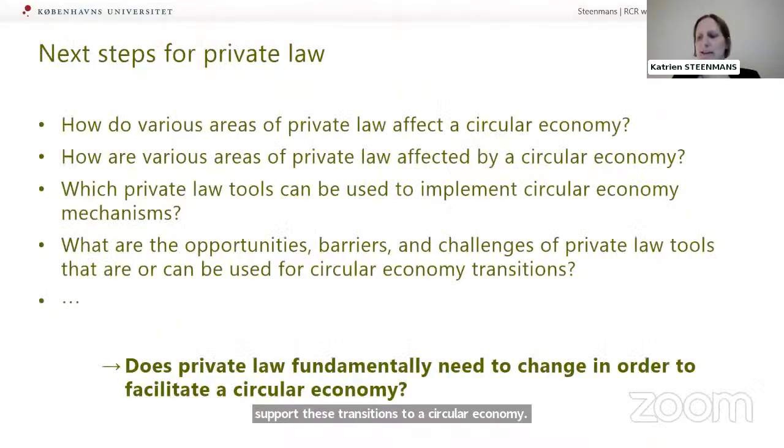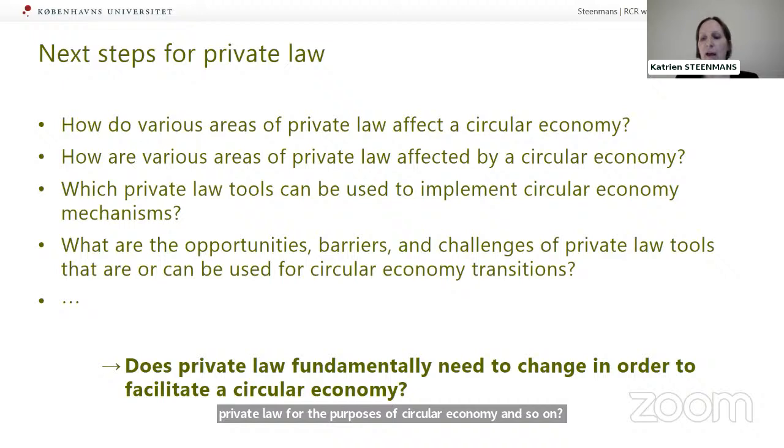So what sort of questions need to be explored? Here are just some initial suggestions. Questions at this early stage take quite a basic form. How do various areas of private law affect a circular economy? There needs to be an understanding of this first. And then how are various areas of private law affected by a circular economy? Which private law tools can be used to implement a circular economy? What are the opportunities, barriers, and challenges of private law tools that are or can be used for circular economy transitions? What are the complementary areas between private and public law? Who are the stakeholders affected by private law for the purposes of circular economy, and so on?